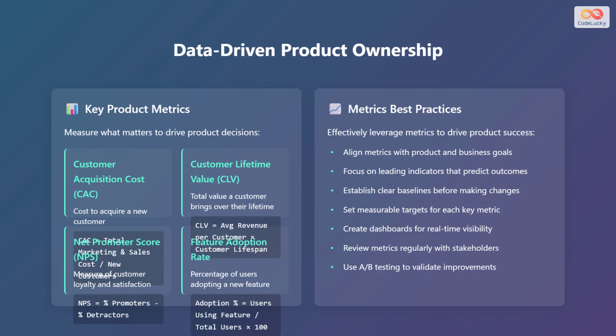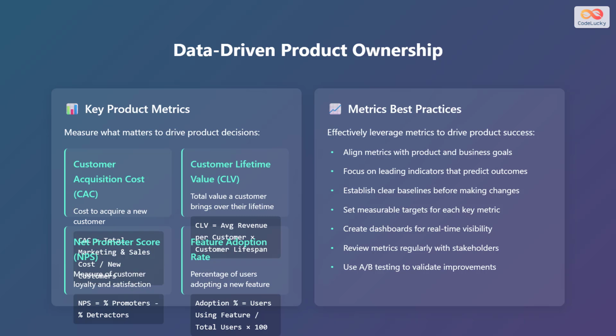Customer lifetime value, also known as CLV, is the total value a customer brings over their lifetime. The formula is customer lifetime value equals average revenue per customer times customer lifespan. Net Promoter Score, also known as NPS, is a measure of customer loyalty and satisfaction. The formula is Net Promoter Score equals the percentage of promoters minus the percentage of detractors.